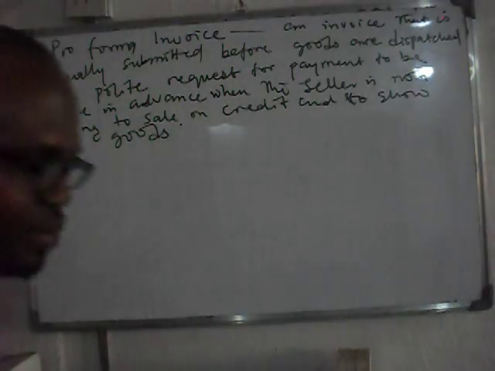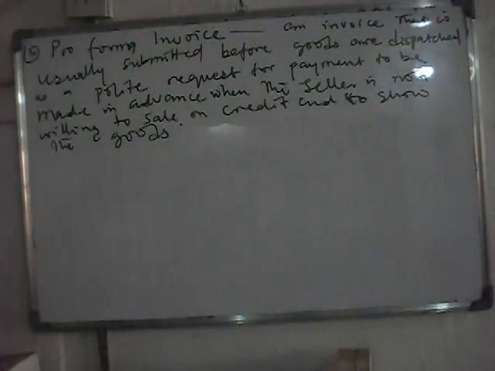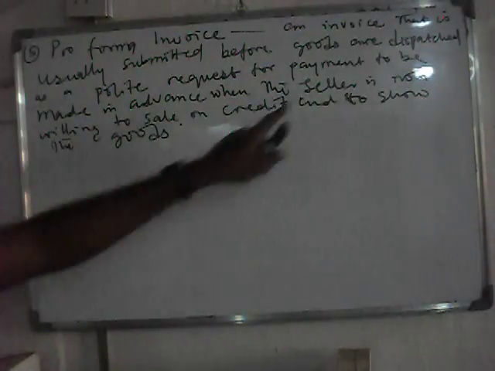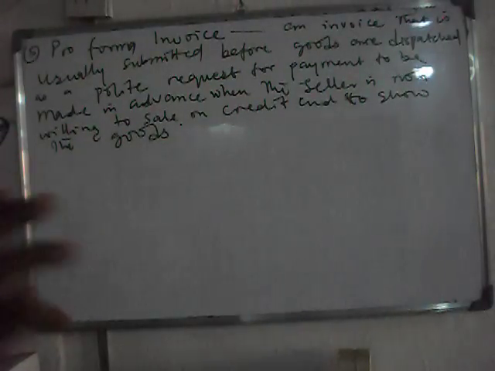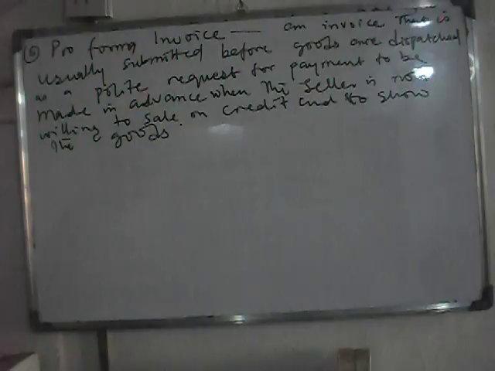You want the customer to make some payment or to make the full payment in advance before you give the goods. Is that clear? Because the seller does not want to sell on credit. Is that clear? So you issue what we call pro forma invoice. Pro forma invoice is simply an invoice that is issued before goods are dispatched. Very, very important.